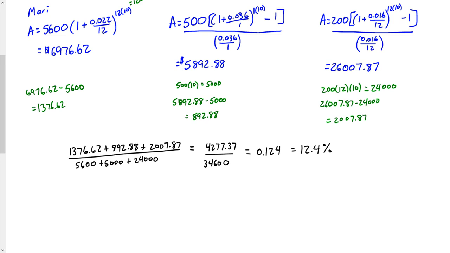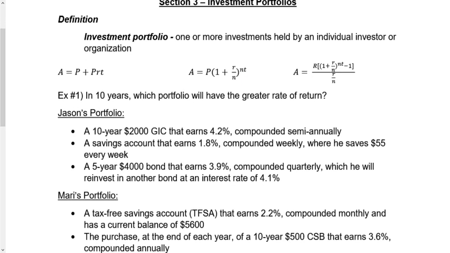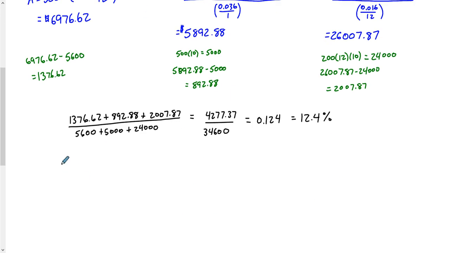Is there anything left in the question? Who has a higher? In this case, Jason has a higher rate of return.